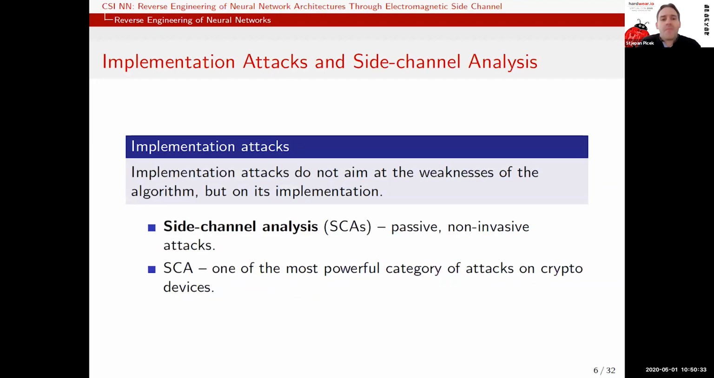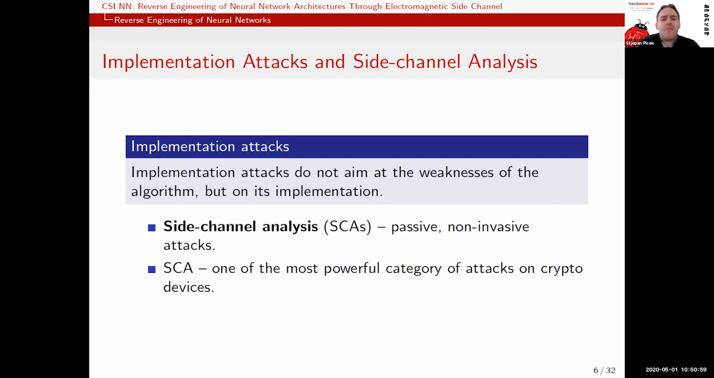So I'm not sure how many of you know about side-channel attacks, about implementation attacks. So let me just give two slides of quick introduction. What are side-channel attacks? What are implementation attacks? Implementation attacks are all those attacks that do not aim at the weakness of the algorithm, but on the implementation. And there, side-channel attacks are passive, non-invasive.